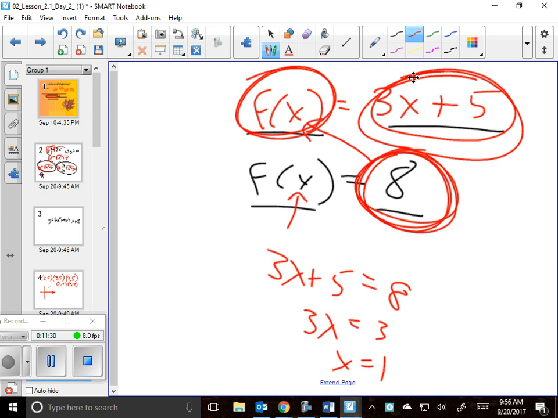Cool. So basically they said, what if y was 8? And you're saying back, well then x would have to be 1. Why? Because if I put a 1 right here, it'll work. It'll make 8. All right, so let's do another one like that.